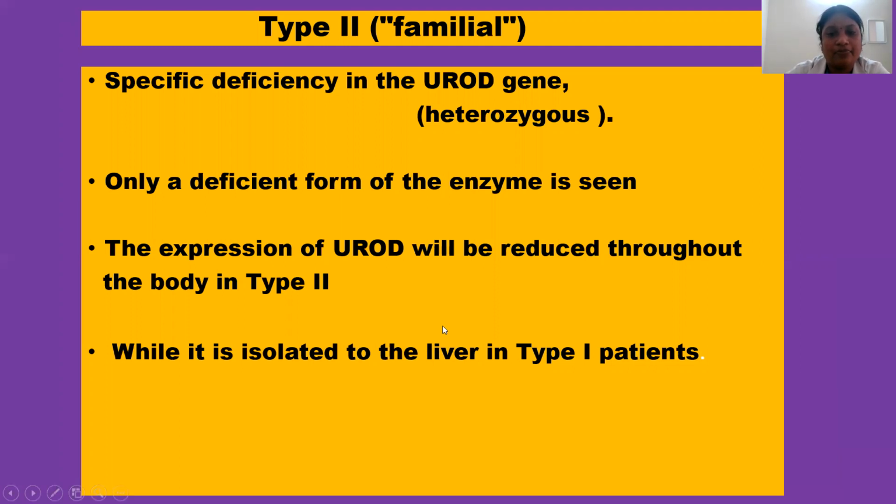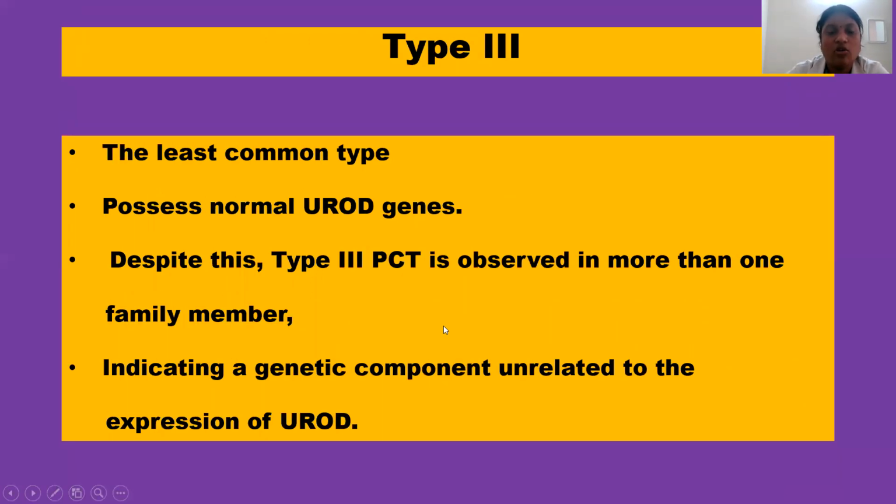And in type 1, it is confined only to the liver. Type 3 is the least common type. They possess normal UROD genes, but despite this, type 3 Porphyria cutanea tarda is observed in more than one family member.